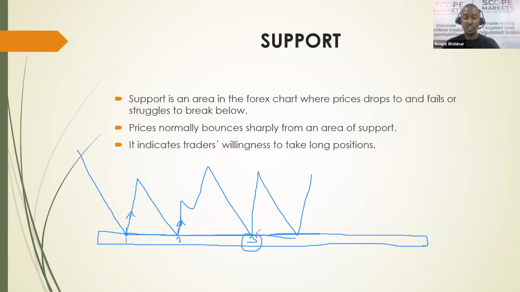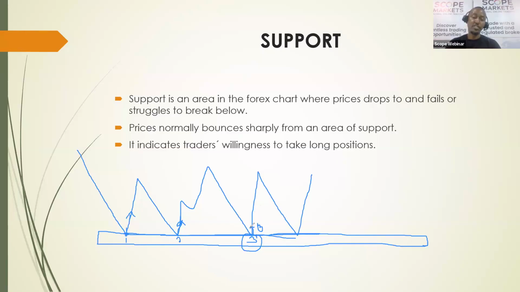The third touch. So we don't trade here. When this move is happening, you're just watching the market, if you trade support. You're waiting for this third touch. Once we see the rejection of prices from this level, then we'll be looking for our buying opportunities, because at a support level, it indicates traders' willingness to take long positions, okay?